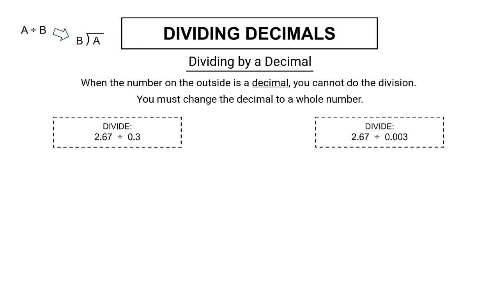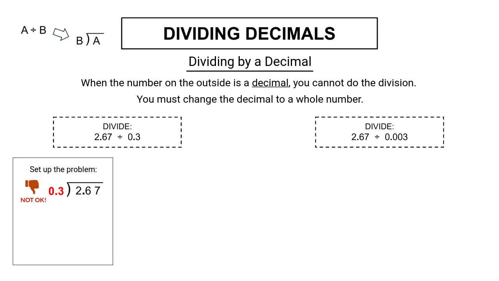Looking at this problem, let's set it up. Oh, we got a problem. There's a decimal on the outside. So what you're going to have to do is shift the decimal point to the right until it becomes a whole number. So we got to shift it one place to the right.